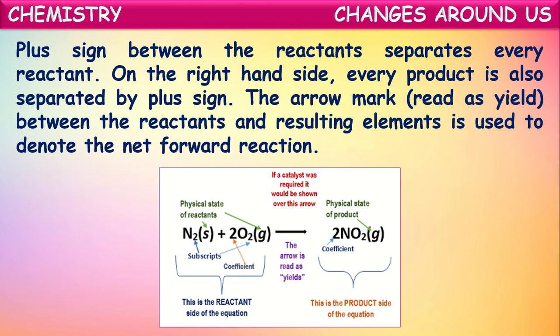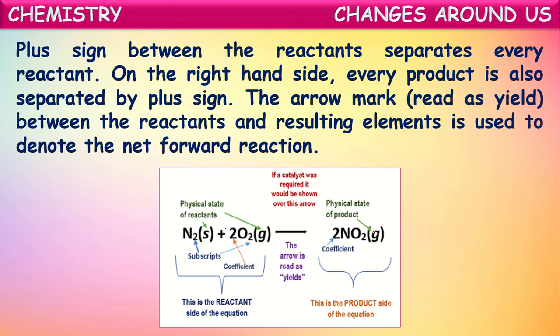The plus sign between the reactants separates every reactant. If you observe here, two reactants are there in this reaction, so all the reactants are separated with this plus symbol. This plus symbol separates all the reactants which are participating in the reaction. In the same way, on the right hand side also, every product is separated by a plus symbol. In this reaction, only one product is there, so the plus symbol is not used. If more than one product is formed in the reaction, those also will be separated using plus symbols.